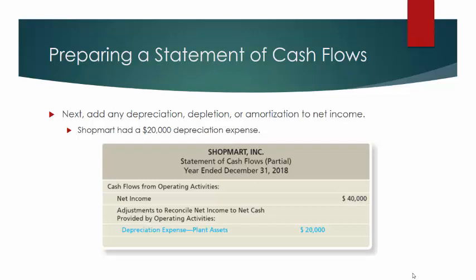So if you have any of these non-cash expenditures, to adjust your net income to its change in cash, you have to do the opposite. It reduced your net income, but it didn't reduce your cash. So to adjust to our cash change, we're going to add it back in. And ShopMart here is adding back in the depreciation expense of $20,000 that they had on their plant assets during the period.